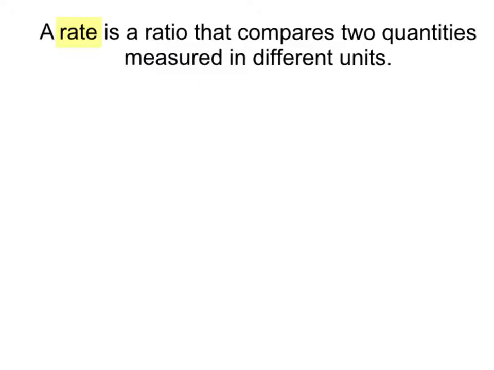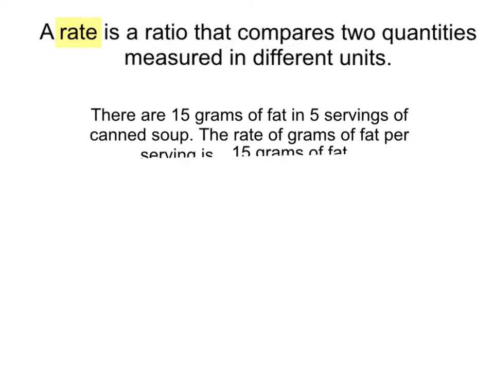A rate is a ratio that compares two quantities measured in different units. So this would be an example of a rate. There are 15 grams of fat in 5 servings of canned soup. So the rate of grams of fat per serving is 15 grams of fat to 5 servings. The two different quantities we're looking at are grams of fat and a serving.